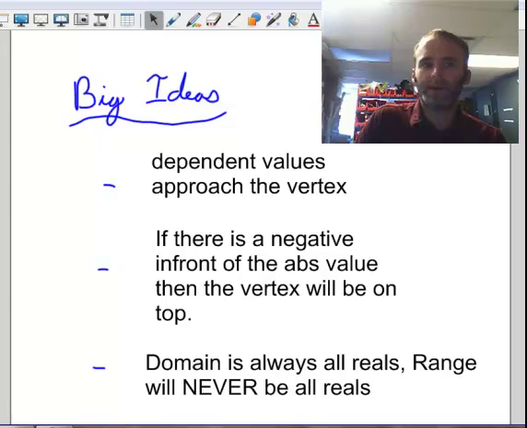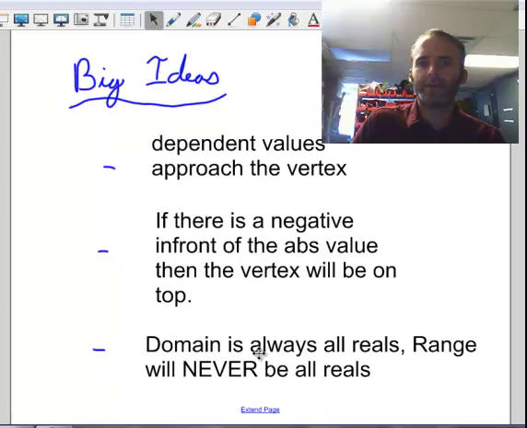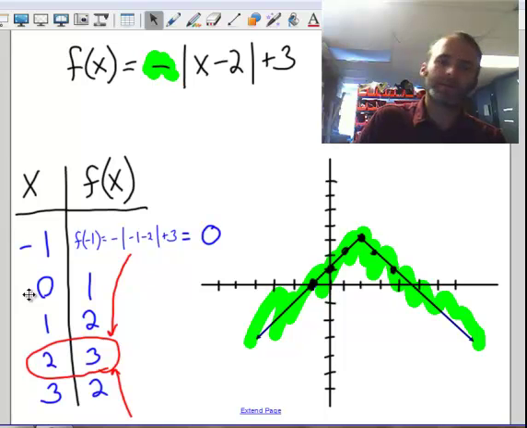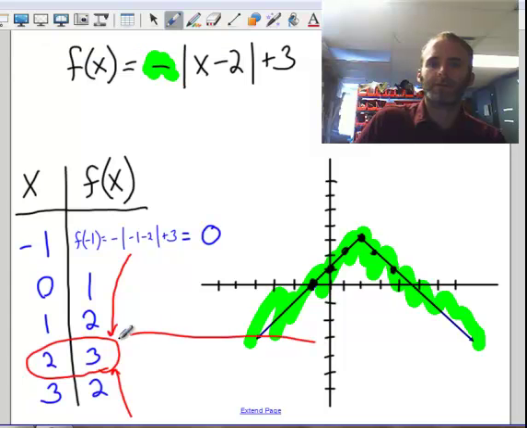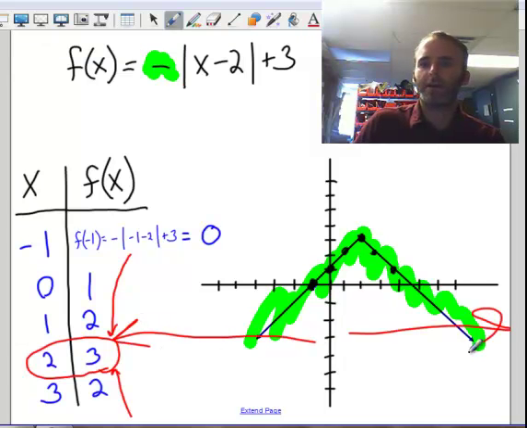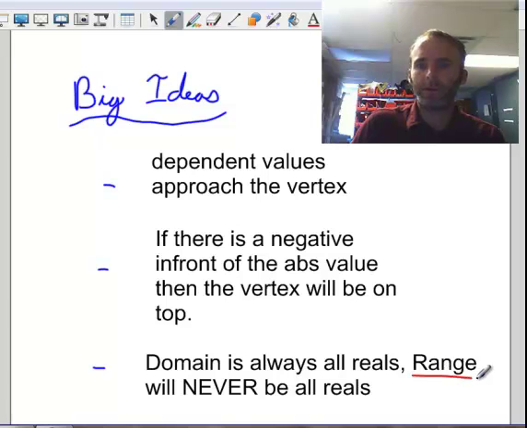And if we look at the domain and range, the domain is always all reals, because the graph is always going to keep going forever to the left and forever to the right. So the domain is going to be all my possible values of x. You can have any input. My range, however, will never be all reals.